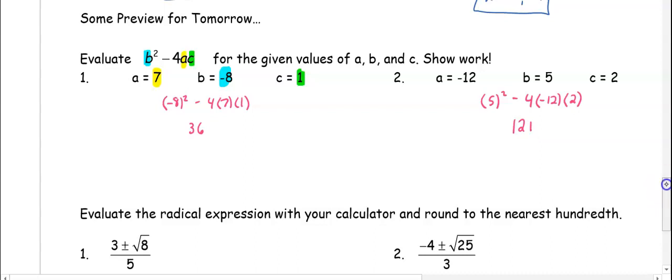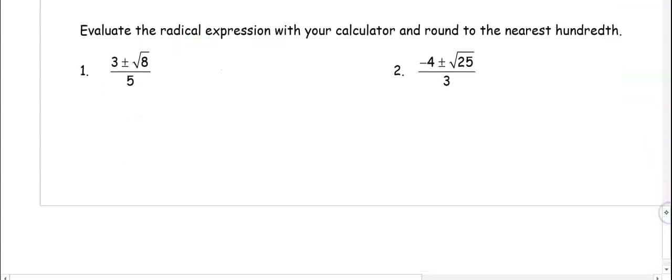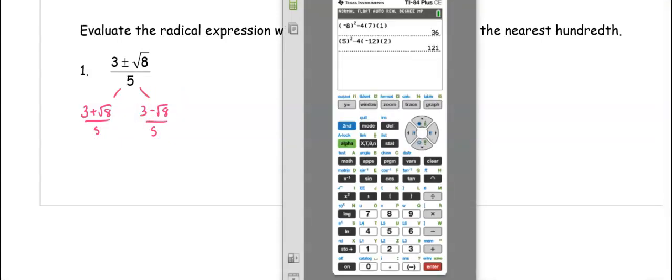The second part of a skill that you'll need with a calculator is simplifying a radical expression. What's going to happen here is you're going to get two answers because of this plus or minus. So we are going to have 3 plus the square root of 8 divided by 5, and 3 minus the square root of 8 divided by 5. We're going to do this twice in our calculator. First we're going to do 3 plus the square root of 8. We're going to do this in 2 steps: the numerator first, hit enter, and then divide by the denominator.